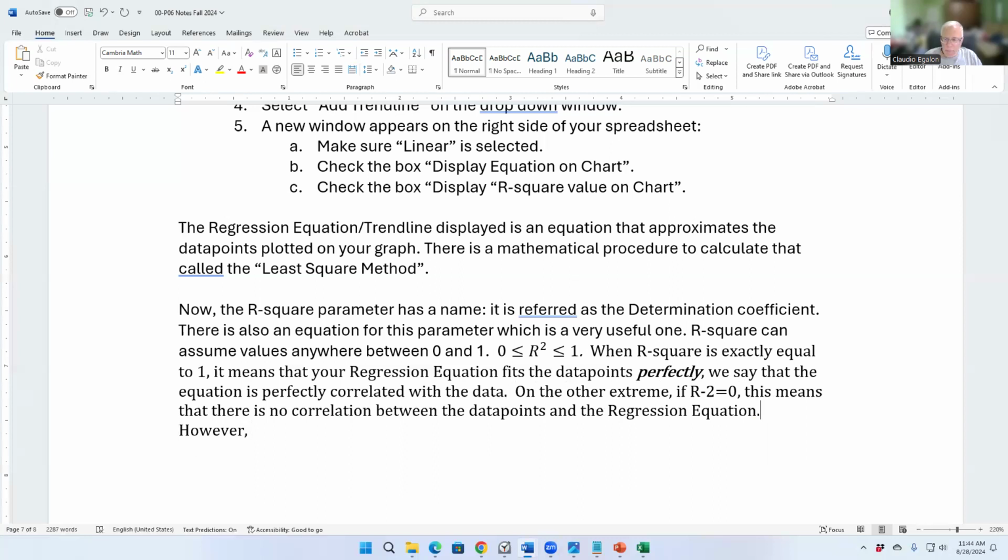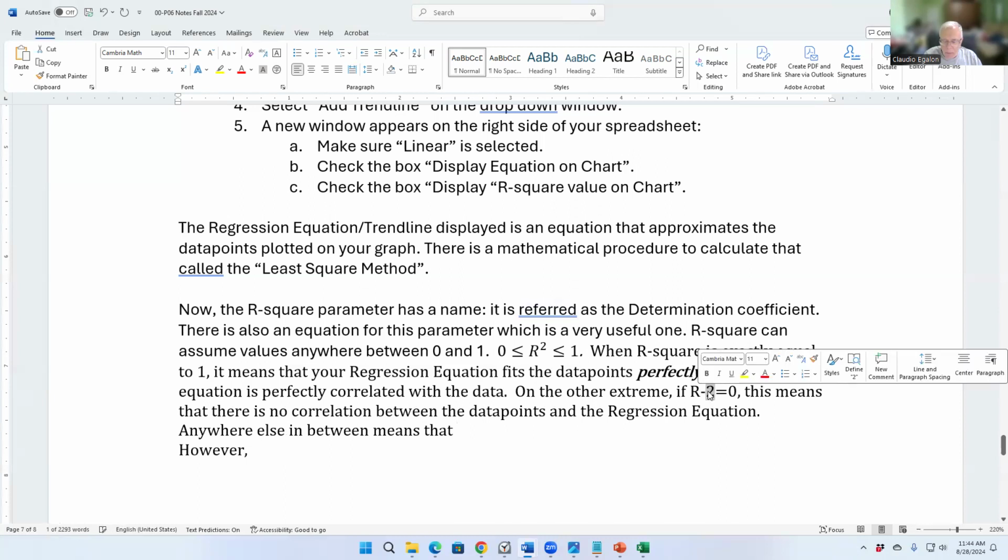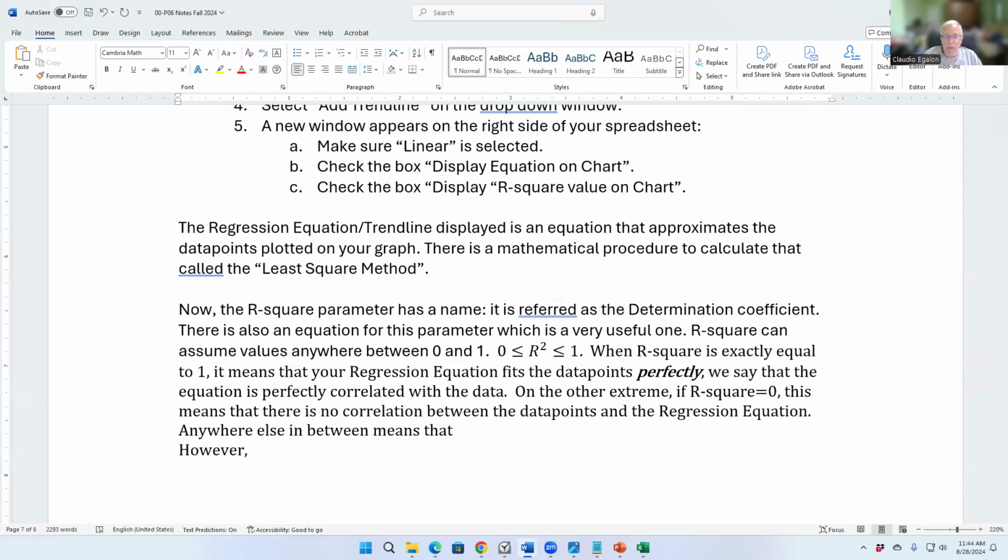Anywhere else in between means that R squared, let's put that R squared here. Anywhere else in between means that the equation has some correlation with the data points. Okay?